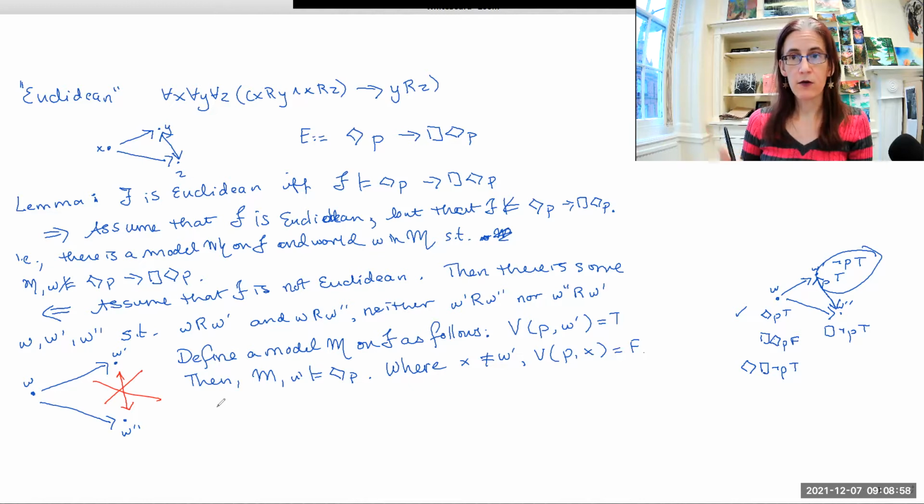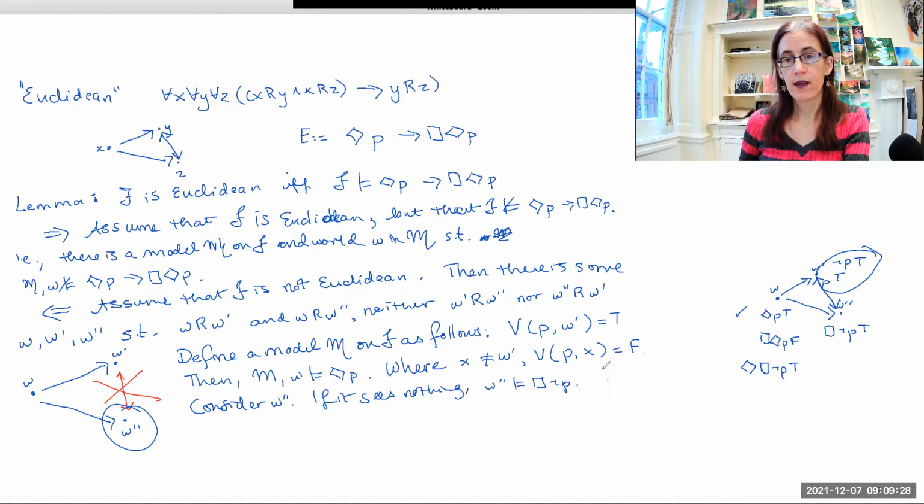Now, the first thing to note is that this is a consistent valuation because we say at W prime, P is true. Everywhere else, it is false. So this is a consistent and classical valuation, doesn't provide us with any difficulties. However, consider W2. If it sees nothing, then at that world, necessarily not P is true.